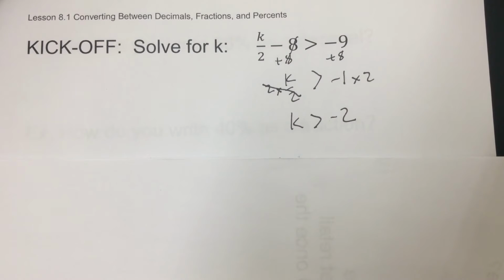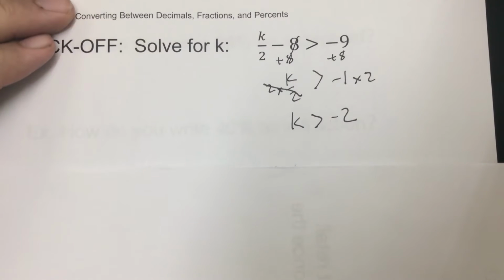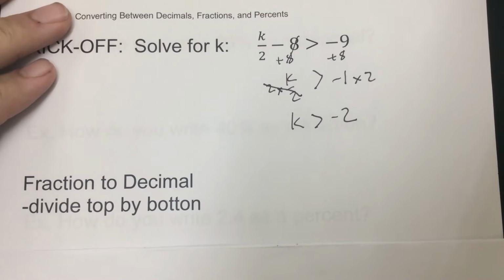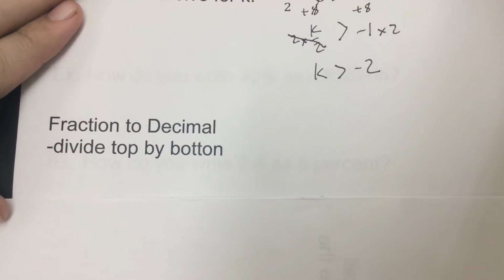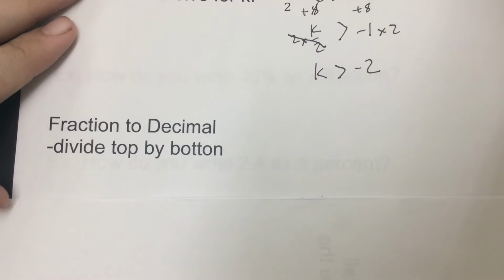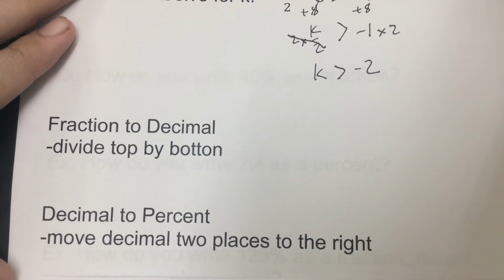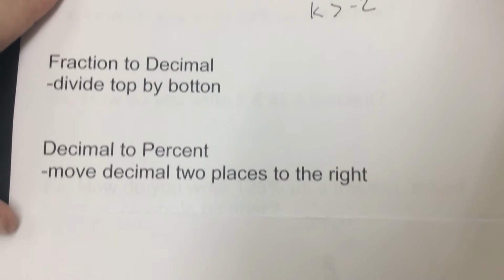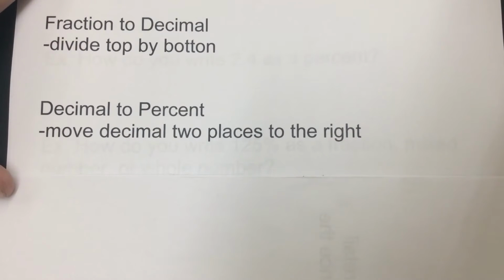All right. But moving on to fractions, decimals, percent. So if we go from a fraction to a decimal, we're just going to divide the top by the bottom. So that'll give us our decimal. Simple as that. When we go from decimal to a percent, we're going to move the decimal 2 places to the right. So let me go back here.